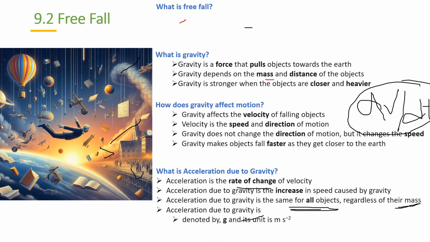Acceleration due to gravity is denoted by g. Earlier we referred to it as a, because it was for acceleration in general. Now we want to be a little more specific, because this acceleration is caused by gravity, so I will use g to differentiate it from very generic acceleration. What is the unit? Meter per second square.